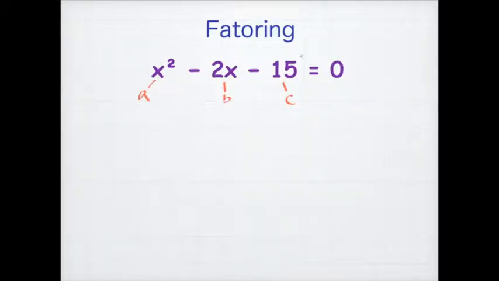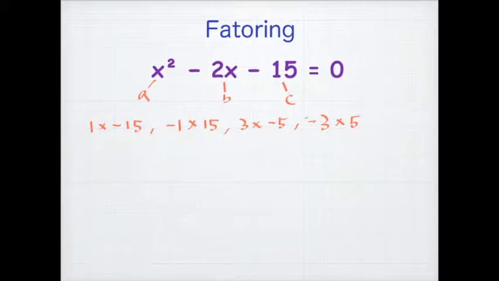So let's look at our c value first. Negative 15 can be factored by 1 times negative 15, negative 1 times positive 15, positive 3 times negative 5, and also negative 3 times positive 5.